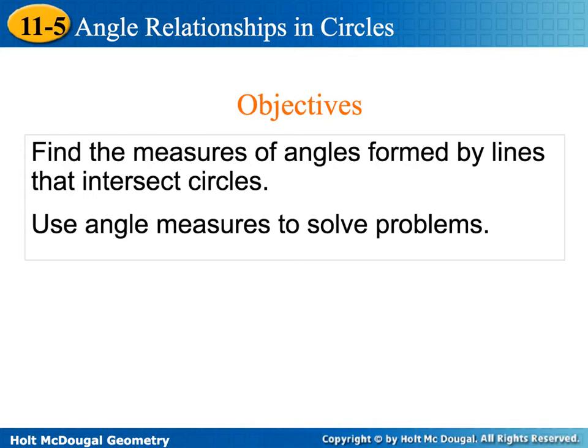All right, 11.5 is angle relationships in circles. Find the measures of angles formed by lines that intersect circles. Use angle measures to solve problems.